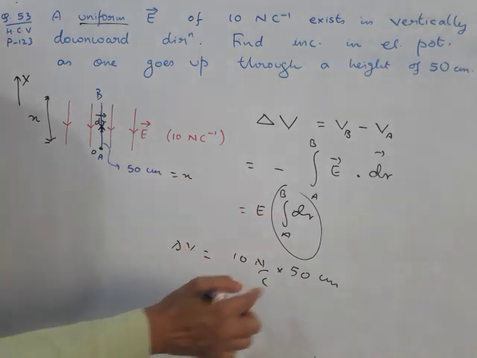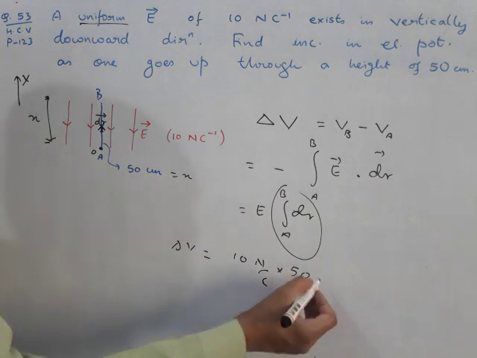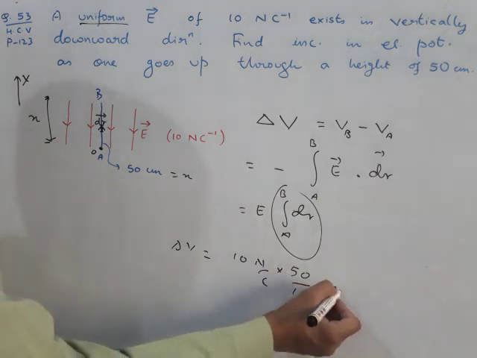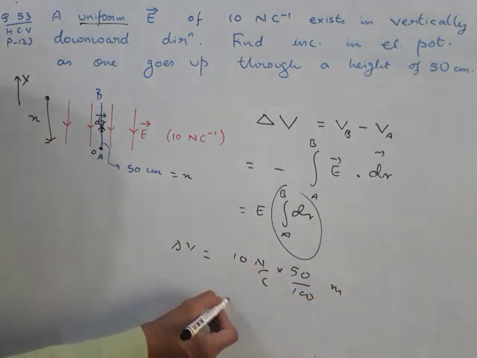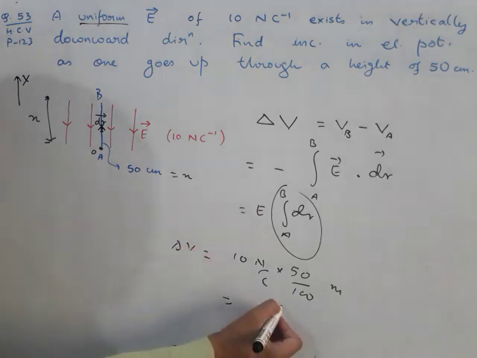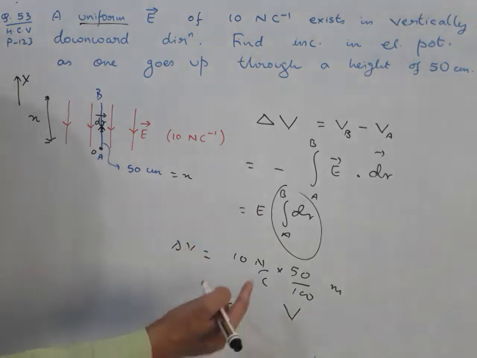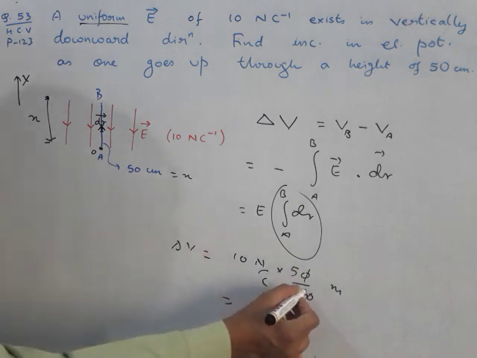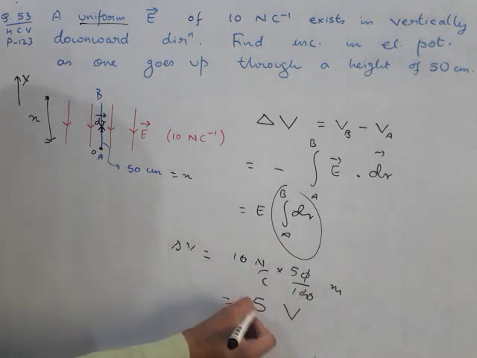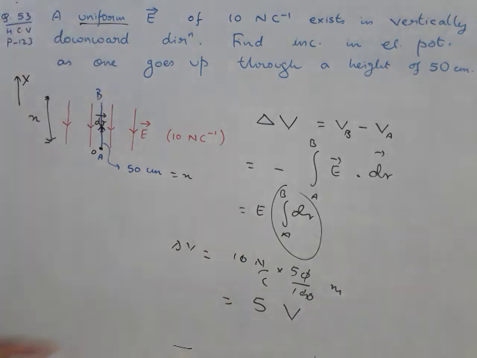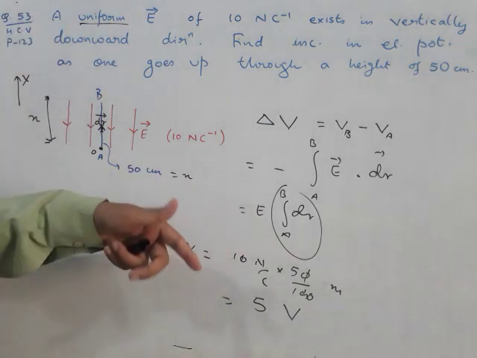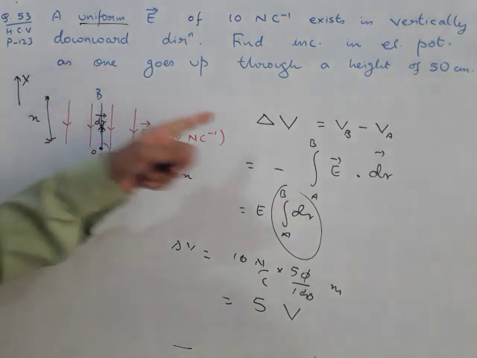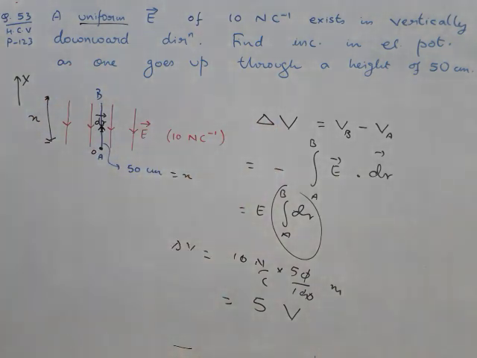So 50 centimeter can be written as 50 by 100 meters. So this is in the SI system. In the SI system, the delta V will have a unit of volts, or you can write joule per coulomb, and the value will become how much? You can see 10 will cancel, 10 will cancel. We are left with 5 volt, and the answer is positive. That means the potential has increased. That's why the change is positive.